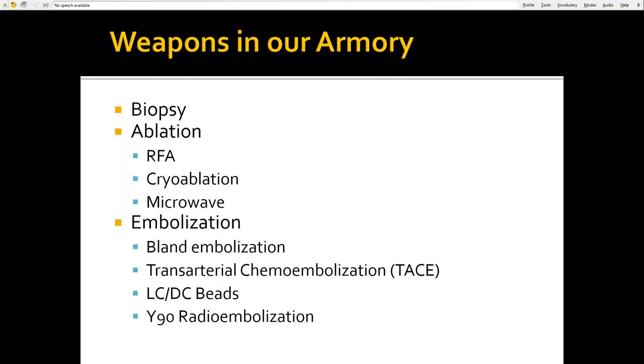The next thing we use are ablation techniques to treat tumors, whether it's RFA, cryoablation, microwave. We'll talk about all these different types of modalities in a little more detail. And then we use embolization. Embolization is another local regional therapy, is what they're calling it now, and you see a list here of different ways we can treat through bland or conventional chemo or some of the DC beads, and then radioembolization.